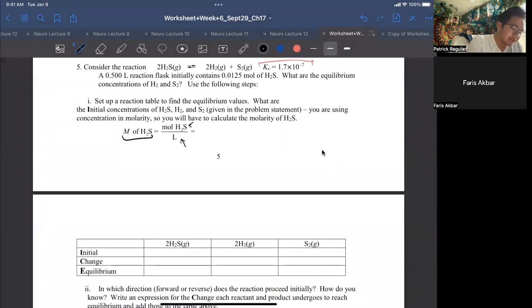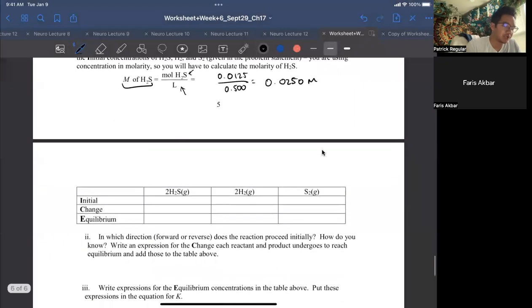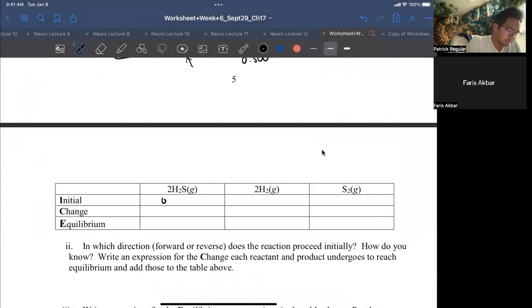So our moles is given, 0.0125 over our liters. That's going to be 0.500. Molarity is going to be 0.0250 molarity. So that's our initial concentration of our reactant.